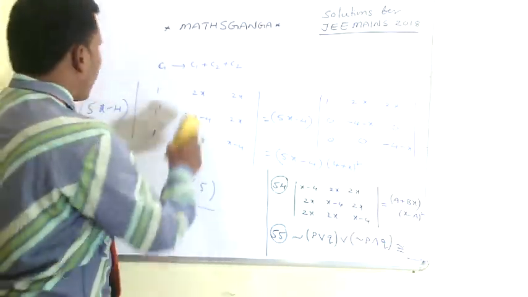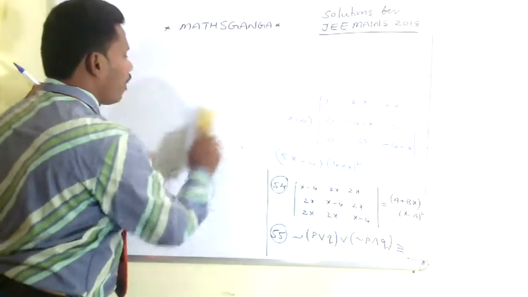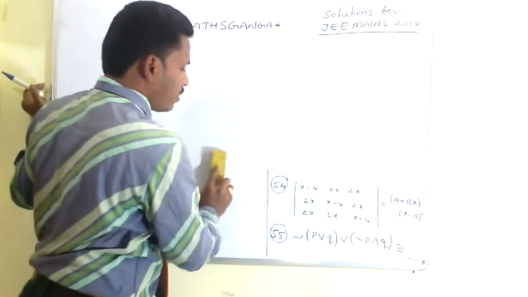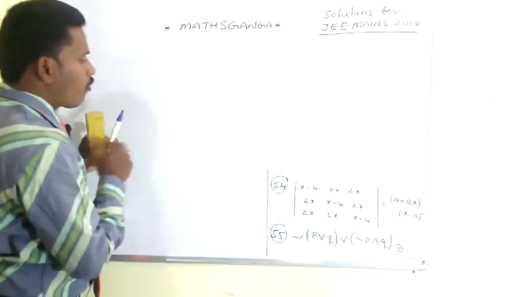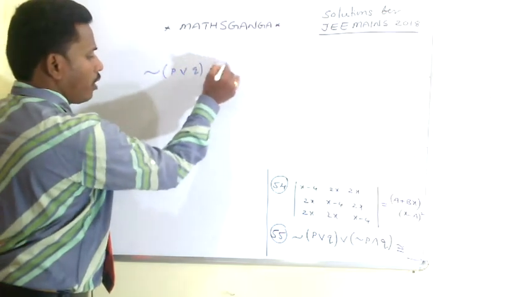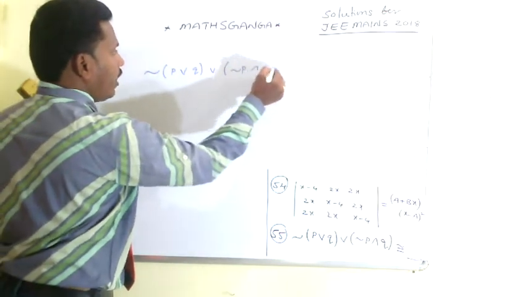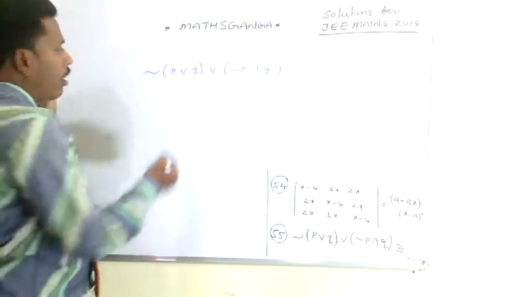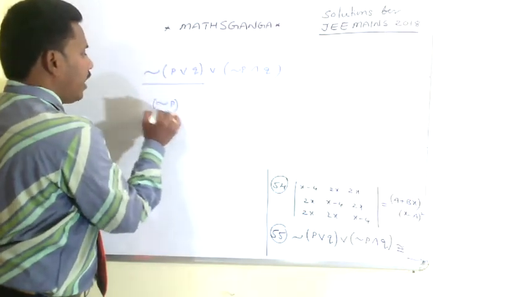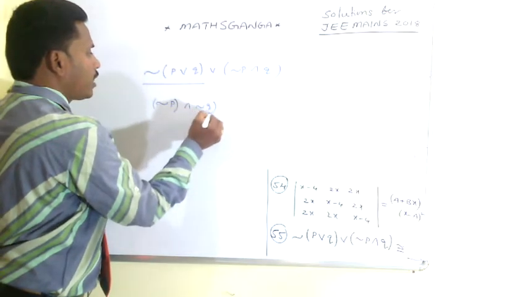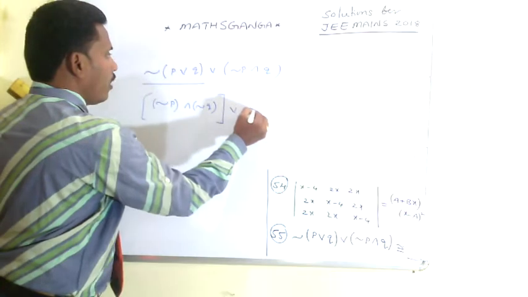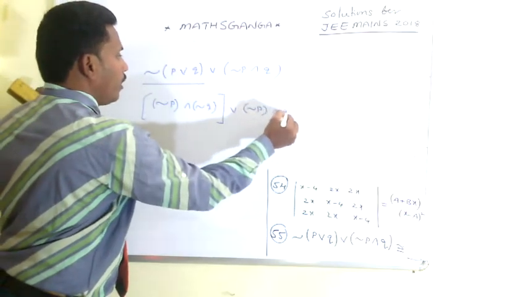Okay. The last question for today's video is from Boolean expressions, and it is given like this. What is given? Negation of (p or q), or (negation of p and q). See, first of all, negation of (p or q) is nothing but negation of p and negation of q. So negation of p and negation of q, or negation of p and q.